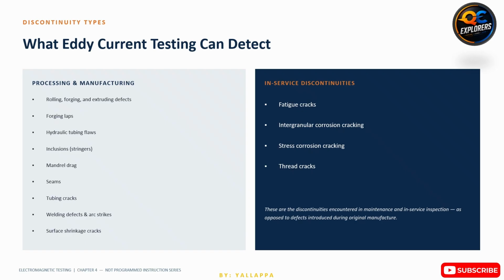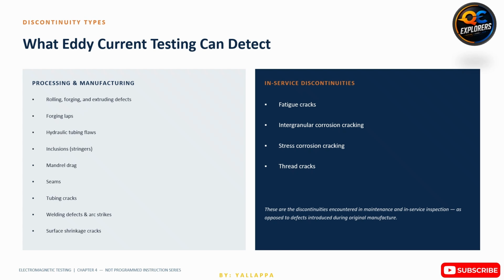These are non-metallic materials trapped within the metal during manufacturing. Although they may not always be visible, they can significantly reduce mechanical strength. Other manufacturing defects include mandrel drag, hydraulic tubing flaws, surface shrinkage cracks, tubing cracks, and welding defects, including arc strikes. Each of these discontinuities disrupts the flow of eddy currents, producing characteristic signal responses that trained inspectors can recognize.